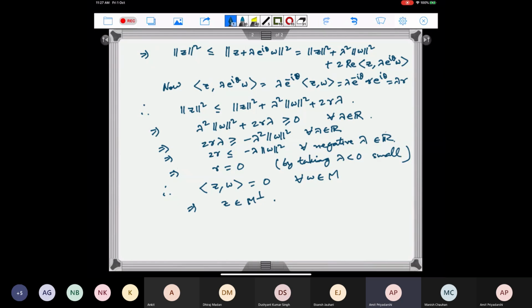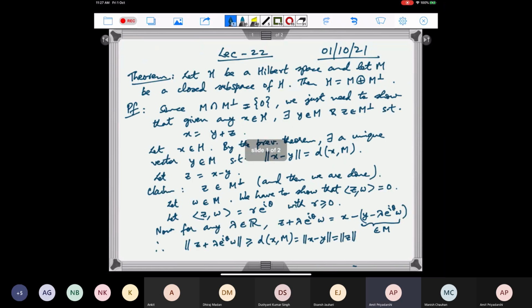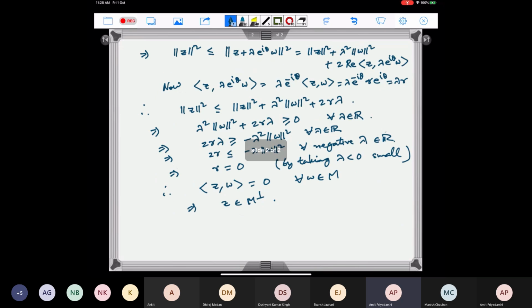Okay, so this is one important theorem: we can write H as the direct sum of M and M perp. So this is the orthogonal decomposition of any Hilbert space. You have any subspace and its orthogonal complement, then H is the direct sum of these. Given any x, you have a unique y in M such that x minus y belongs to M perp. So that is called the orthogonal projection. We can also define it.